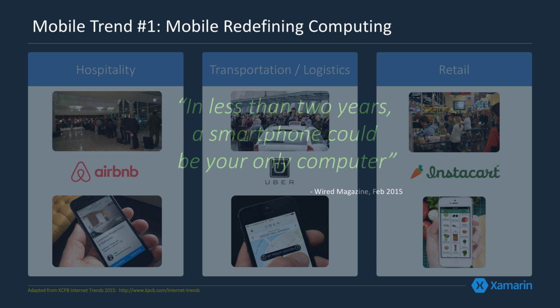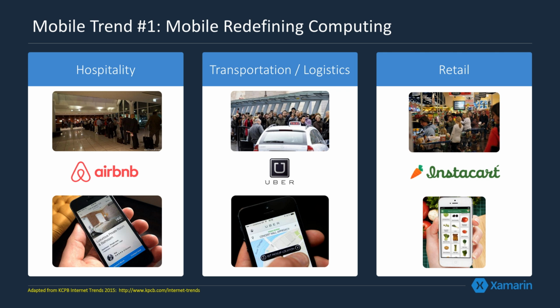So the first mobile trend is how mobile is just redefining computing. Wired Magazine predicted in February of this year that in less than 2 years, a smartphone could be your only computer. And some of the data that we've seen, especially along the millennials, people aged 18 to 34, is that the mobile device is their primary computing platform. It's the first thing that they look at in the morning, the last thing that they look at in the evening, and they're actually using it to consume more digital media than they are on traditional desktops and laptops.